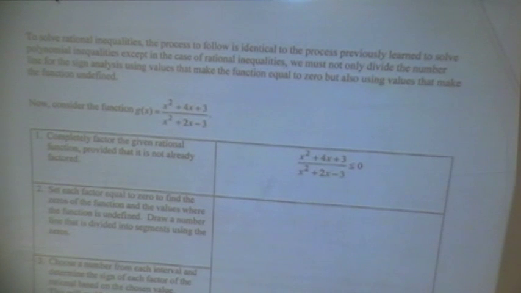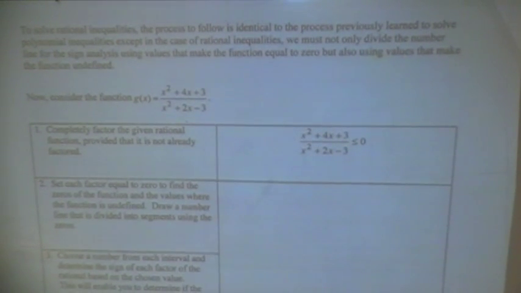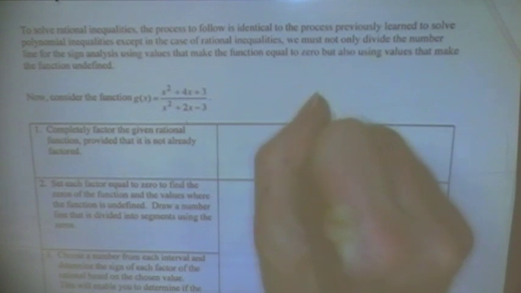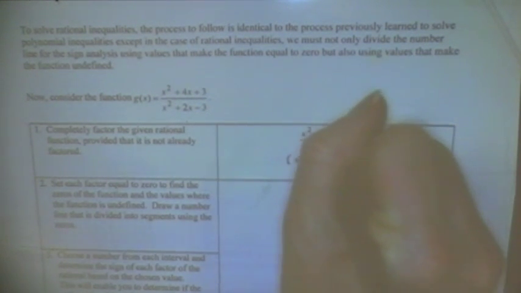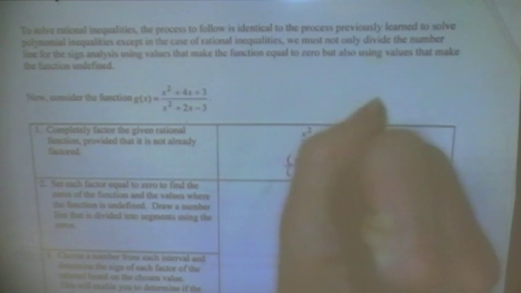In the case of rational inequalities, we must not only divide the number line into the pieces used for sign analysis that make the function equal to 0, but we also have to consider the pieces that make the function undefined. So, your first step every time is going to be to completely factor the rational function. So let's factor. This factors as x plus 3, x plus 1, over x plus 3, x minus 1.